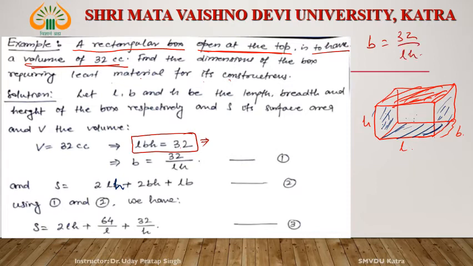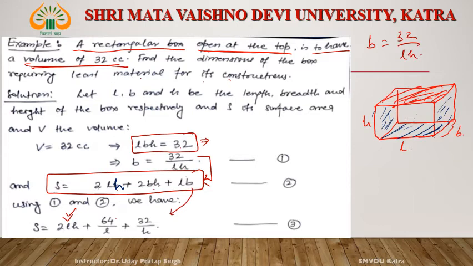Then S is equal to, putting this value of B in S, this is 2LH, 2BH. In place of B, putting 32 by LH. So 32 into 2 is 64, H and H is cancelled out, divided by L. And in place of this B, 32 by LH, so this is 32 by H. This one is S in two variables.